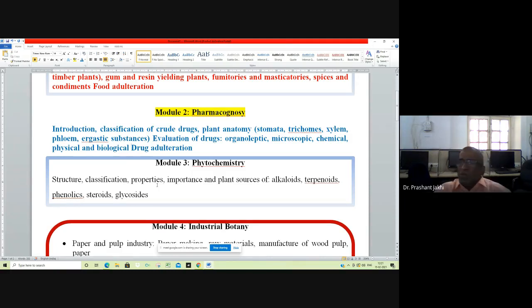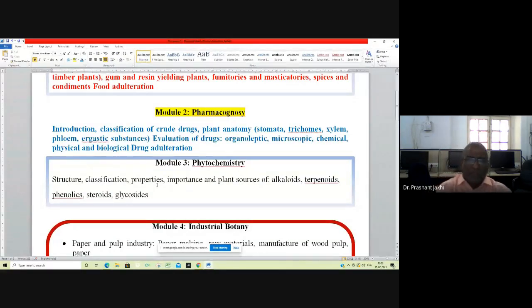Whatever part is used, जो भी प्लांट पार्ट है उसको माइक्रोस्कोप के अंदर देखा जाता है, and it is analyzed in a proper scientific way whether it has specific anatomical and morphological characters or not, or whether it is adulterated or not. Then chemical characteristic features of a material, physical and biological, drug adulteration, etc. So from our module number 2, we are going to study a large number of things related to pharmacognosy, or the use of a plant for the purpose of medicine.